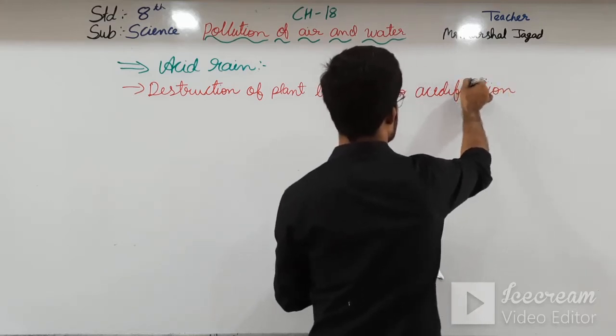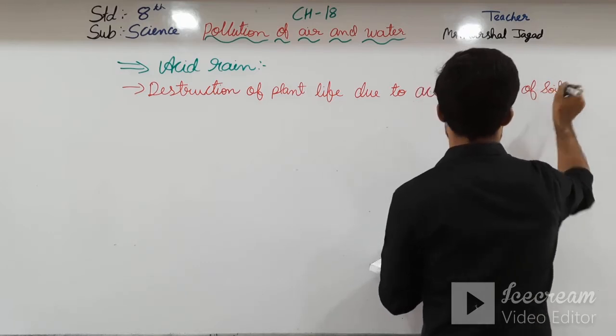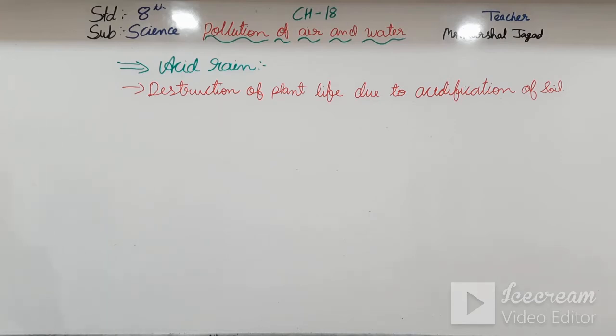Acidification of soil. Due to the acid rain, the soil where the rain falls is converted into acidic soil. So that is harmful for the plant life.